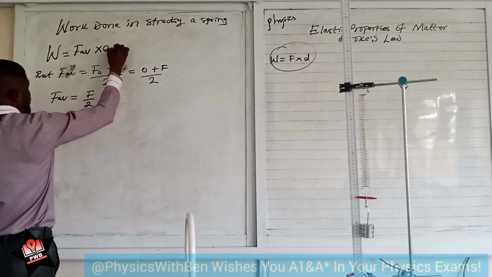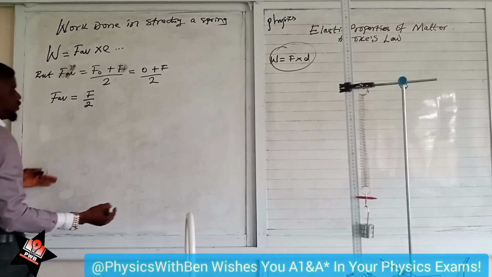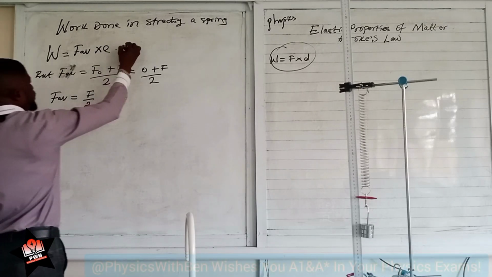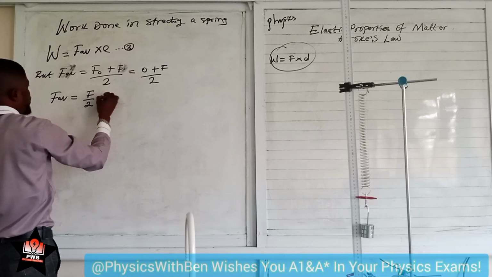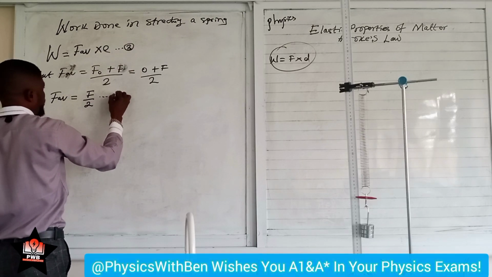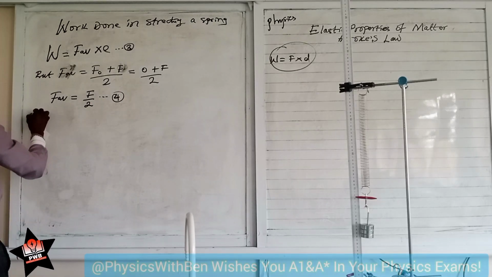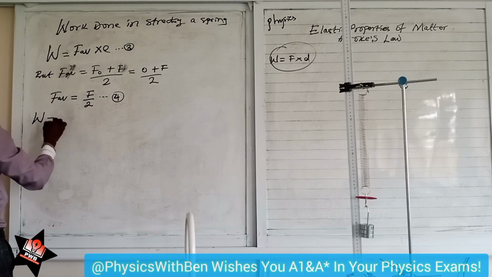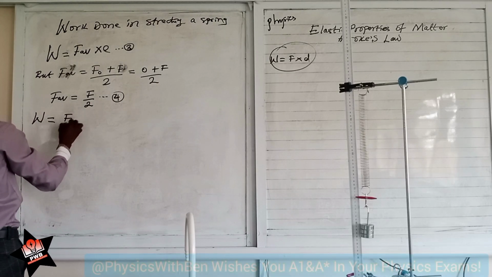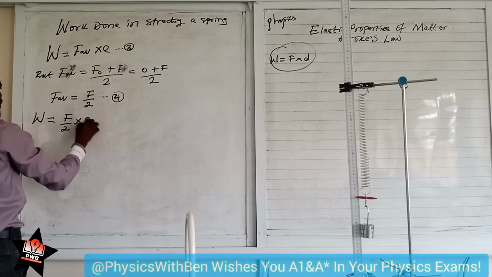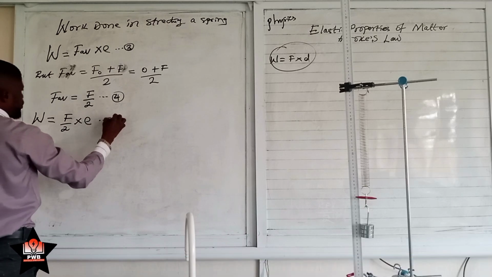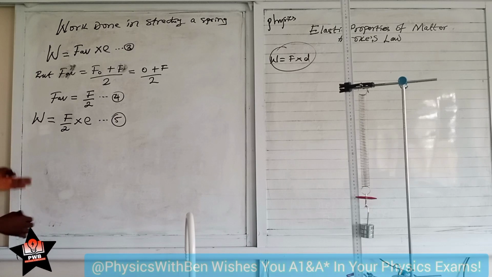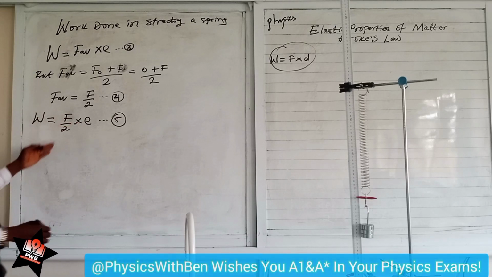You can call this your equation. The equation for the Young's modulus was equation number 2. This is equation number 3, and this is equation number 4. So we write that the work done is actually equal to F over 2 times the extension. Call this equation number 5. You see it as Fe over 2, the same thing.